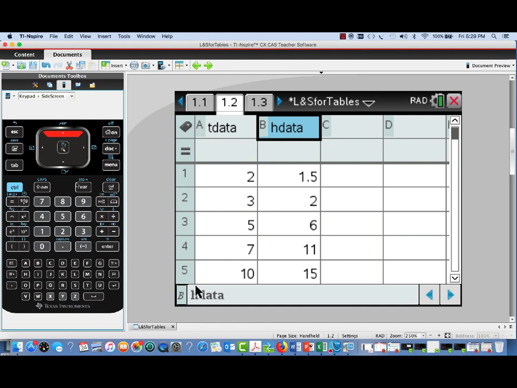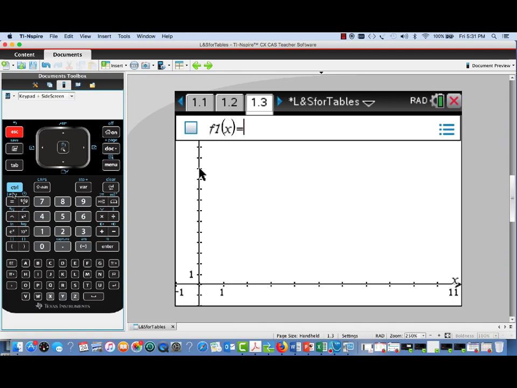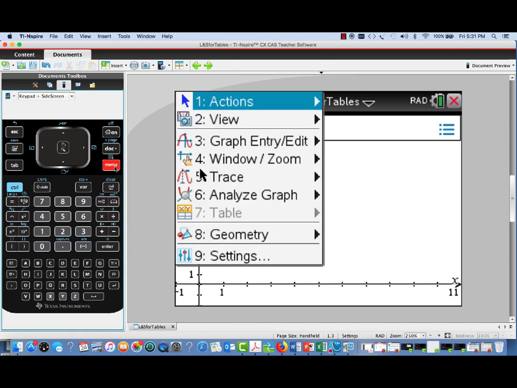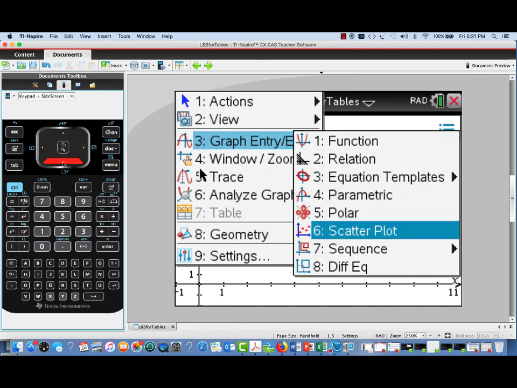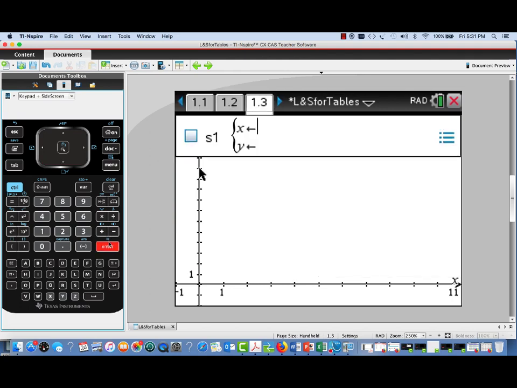Now, before going any further, I'd like to get a visual look at this data by doing a scatter plot. So I've gone to a graphs page, and it's set up for function plot now. We're going to want to change that by going to the graph entry menu, and we're going to go down and do a scatter plot instead. We're prompted to enter our independent and dependent variable data. For our independent variable data x, I'm going to choose t data. That's our time data. And then for our dependent variable y, I'm going to choose our height data, or h data.